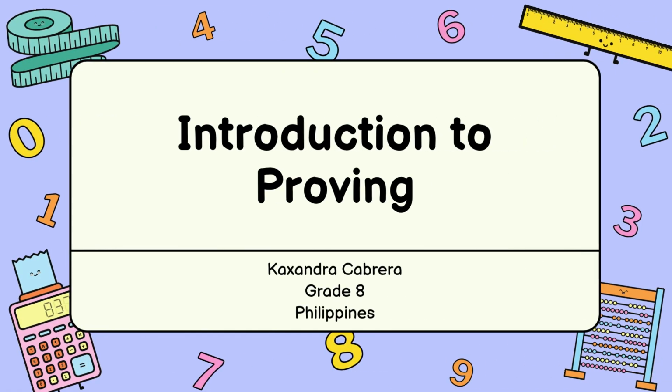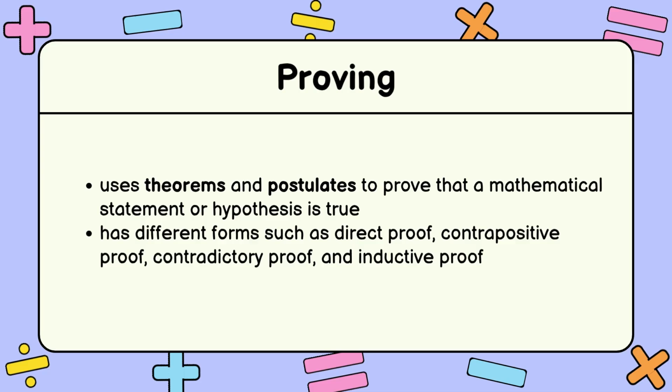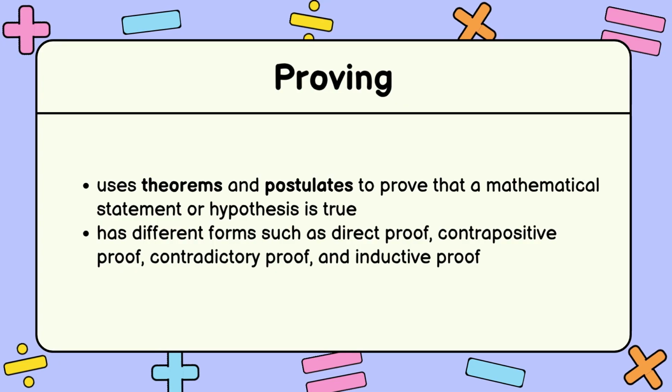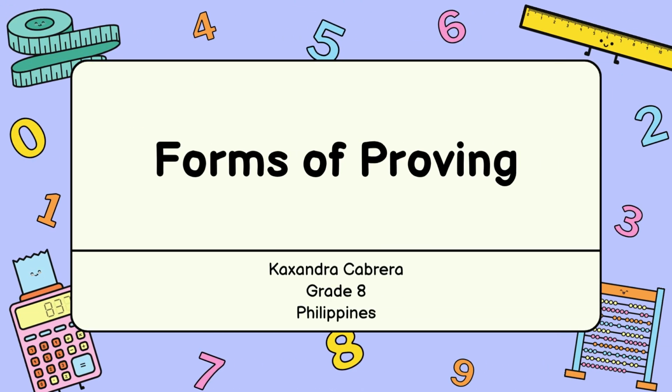So, what is proving? Proving in math uses theorems and postulates to prove that a mathematical statement or hypothesis is true. Theorems are statements that have been accepted as true, and postulates are statements that are automatically considered true. Proving has many forms, namely direct proof, contrapositive proof, contradictory proof, and inductive proof. Let's break these forms down.